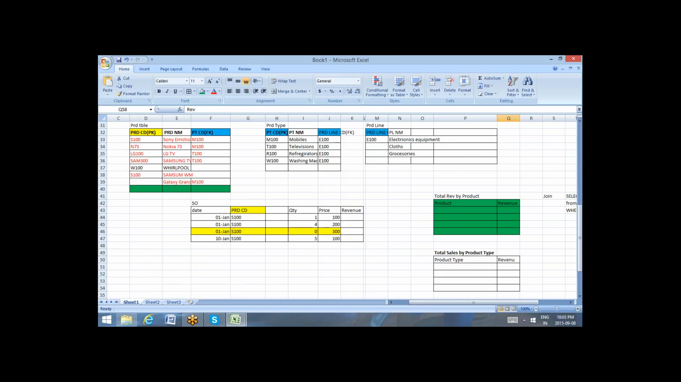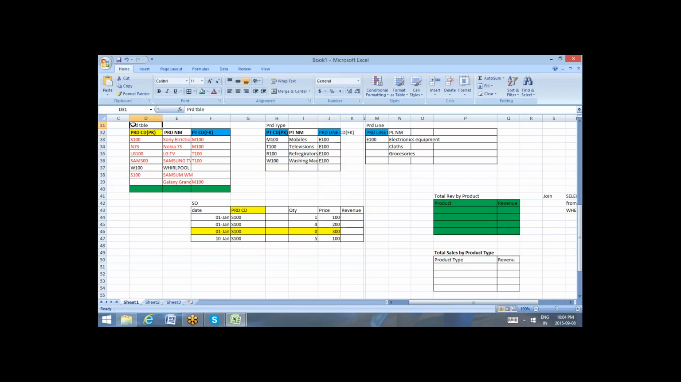Now again, if I want to bring that information, some columns from this product table and the revenue column from this table, you need to join these two tables, but there is no join condition. There is no common column between these two tables. So how can that be done again? This table and this table can be joined together on the primary key and foreign key. This product table and product type table can be joined together based on these two common columns. Again, product type and product line can be joined together based on these common columns.